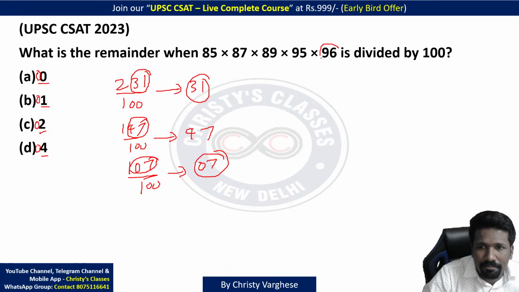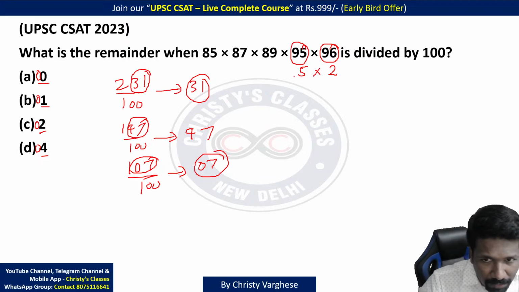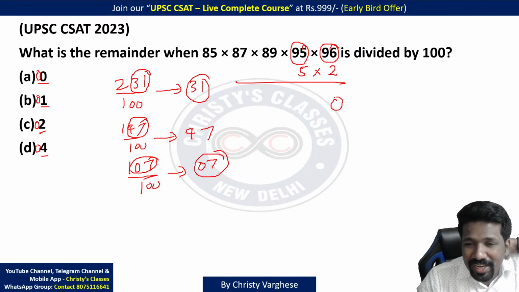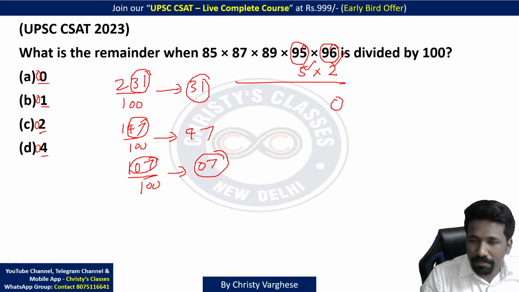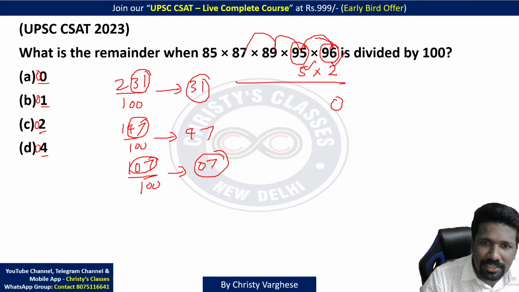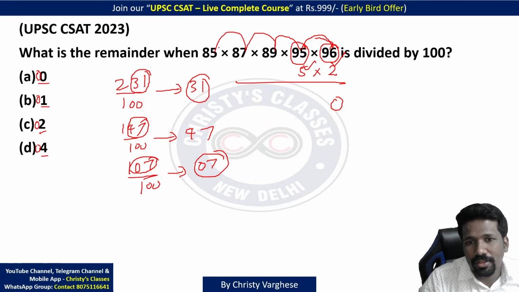This is an even number. An even number will have a 2 in it. This is a multiple of 5, that will have a 5 in it. So if you multiply a 5 multiple and a 2 multiple, that will be a multiple of 10, because 10 is 5 into 2. Or simply speaking, if you multiply the last digits 5 and 6 itself, it ends in 0. 0 into any last digit will be 0 itself. This also you can observe.